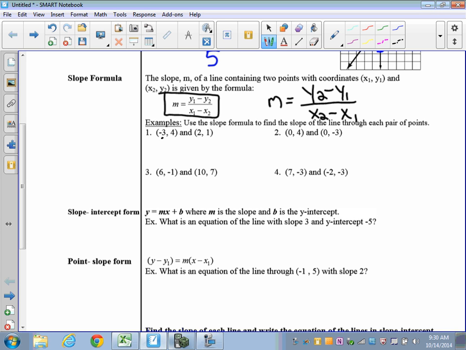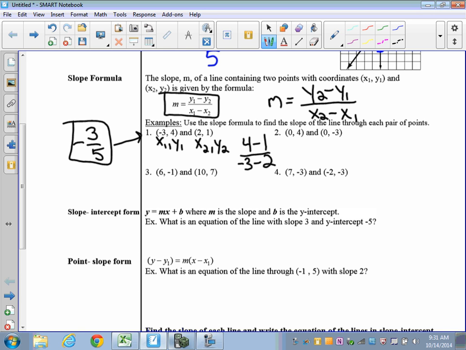So what we're going to do is we're going to say this is x1, y1, and x2, y2. So whenever we just fill in the formula, we have y1, 4, minus y2, 1, all over x1, negative 3, minus x2, which is 2. Whenever we solve for that, we will get a slope of, I'm going to write it to the left, negative 3 over 5. So that's the answer to number 1.